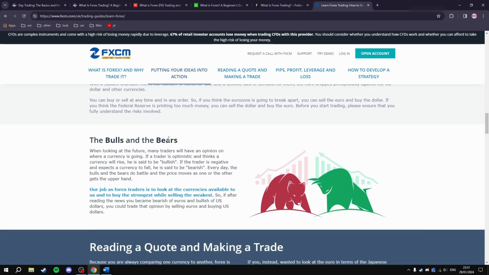The bulls and the bears. When looking at the future, many traders will have an opinion on where the currency is going. If a trader is optimistic and thinks the currency will rise, he is said to be bullish.